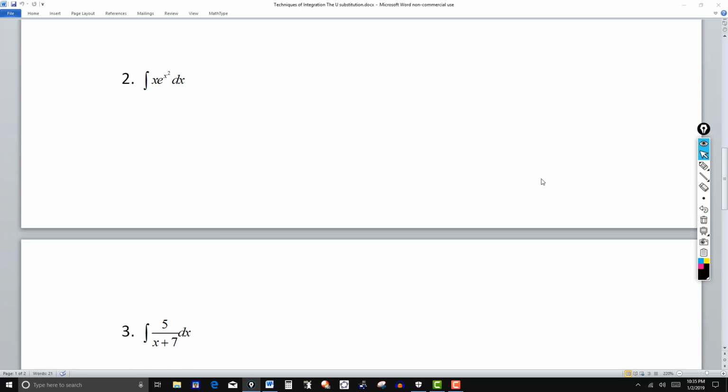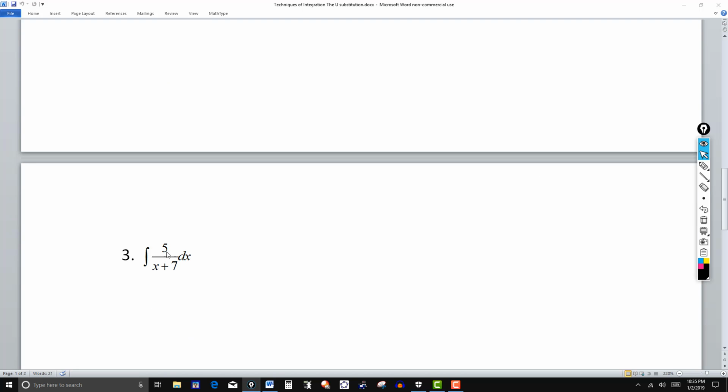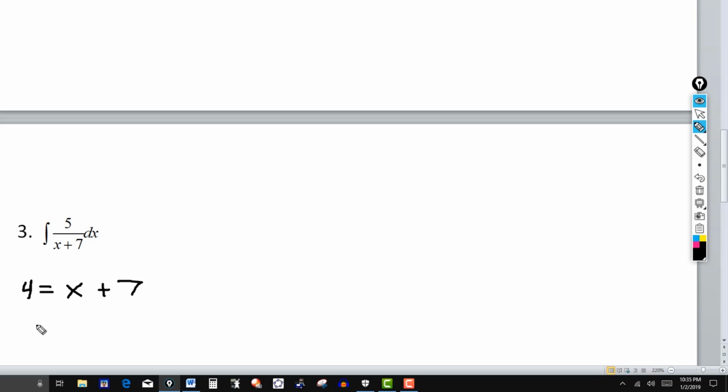Okay, this one, look at this, and again, if this were just x plus 7 in the numerator, there's no problem, but it's in the denominator. So it should be obvious based on what I said that in this case I'm going to let u equal what's in the denominator, x plus 7. So then du, differential of the left side, and then differential of the right side, you just take the derivative times dx. So the derivative of x is 1, 7 is 0, so this will be just dx.